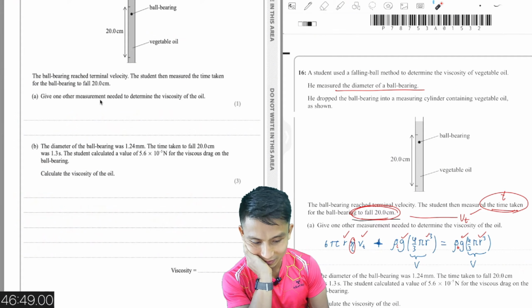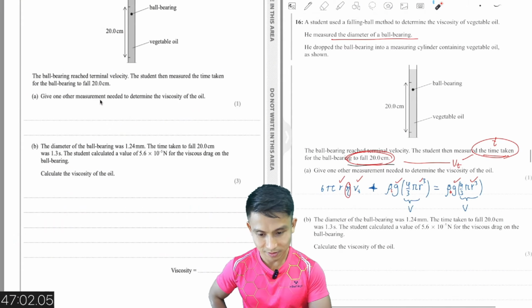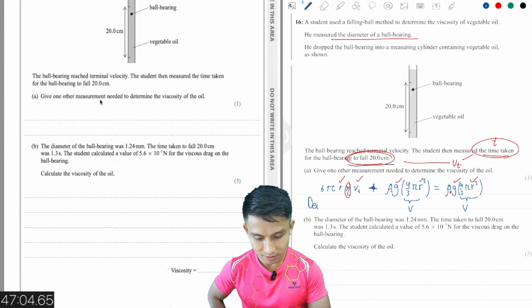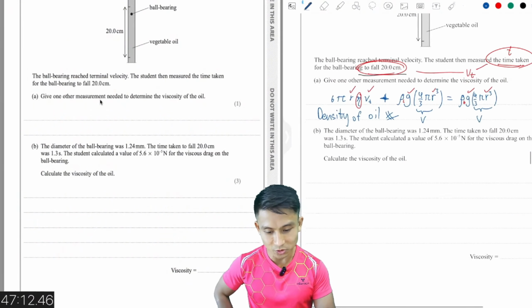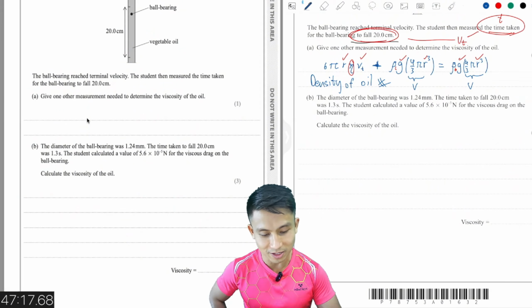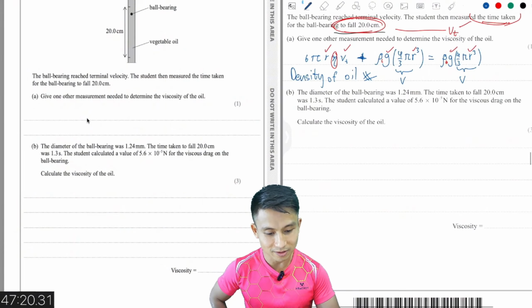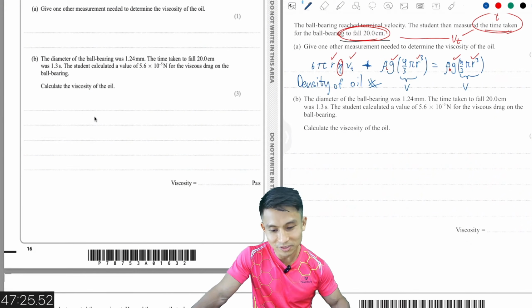Yeah, I would go with the density of the liquid though, not the density of the ball, maybe. Yeah, I'm going to go with density of the liquid. Density of oil, yeah, this would be my answer here. Not sure there. The diameter of the ball was that, the time taken was that, Susan calculated the value for the viscous drag. Oh, hang on. This might be a hint for the viscous drag of the ball bearing.